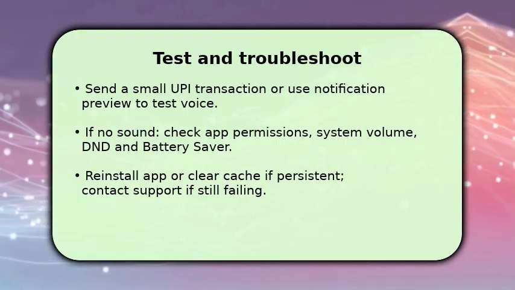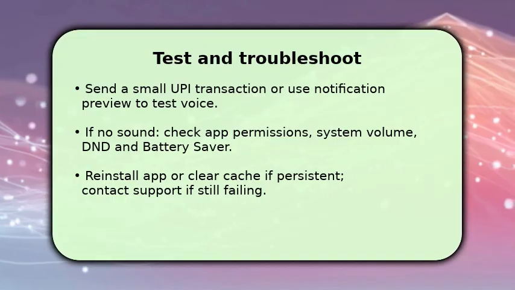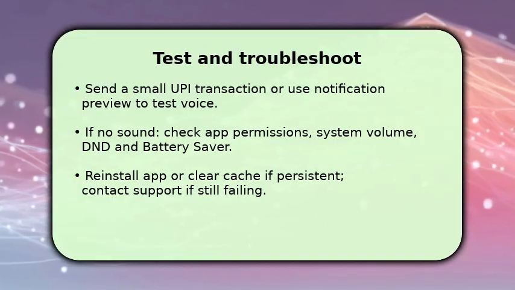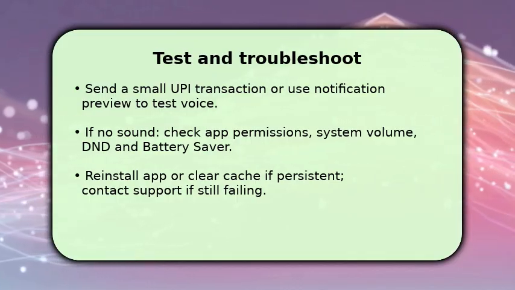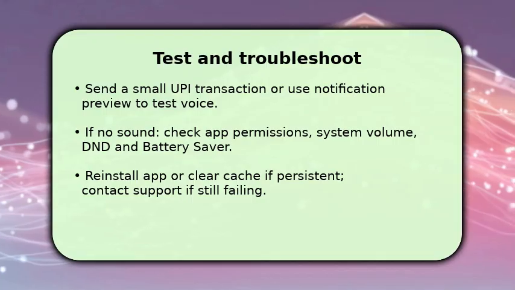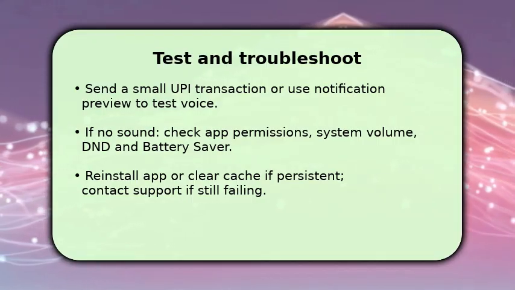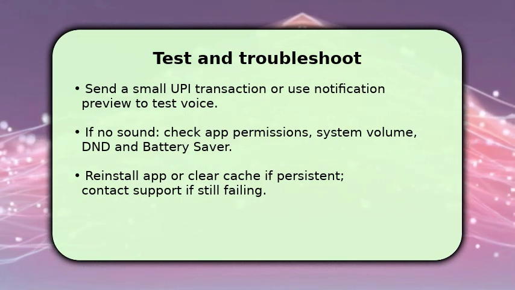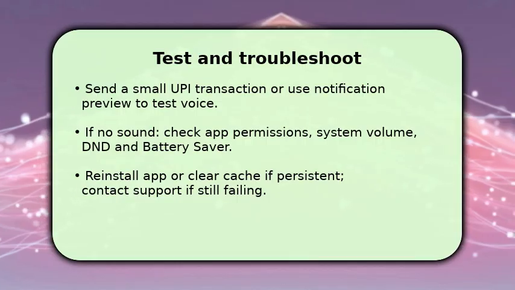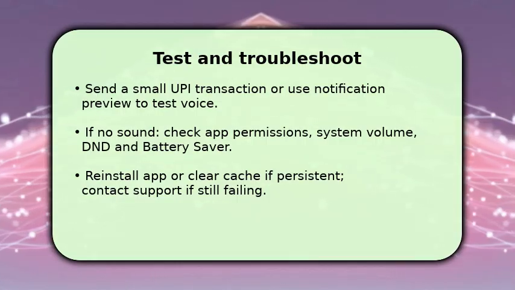If you don't hear anything, make sure system volume and notification channels are enabled, disable Do Not Disturb or add PhonePe as an exception, and turn off battery saver which can block background audio. If issues persist, clear PhonePe cache or reinstall the app, and only then contact PhonePe support with screenshots and device details for targeted help.